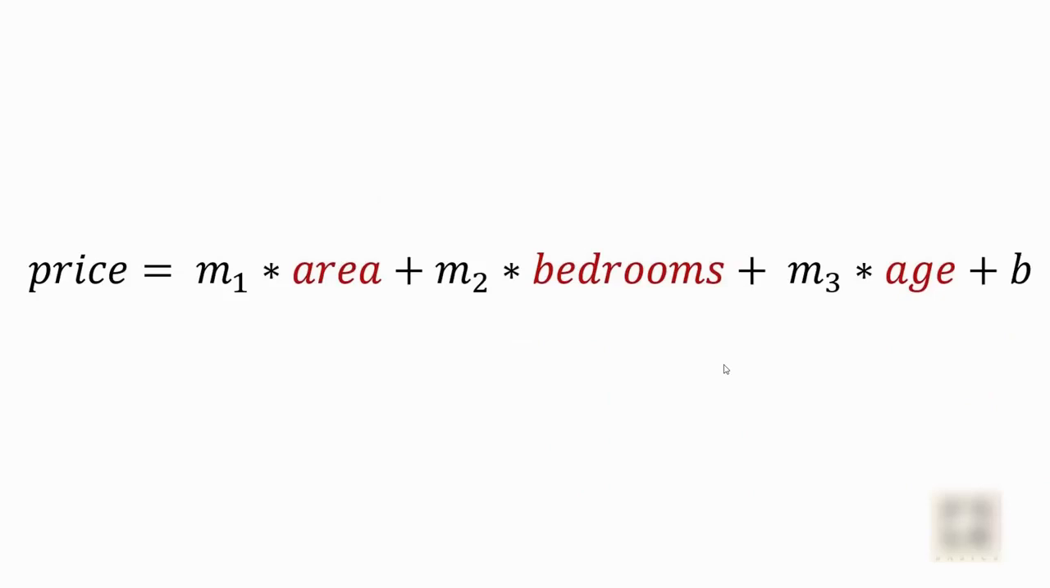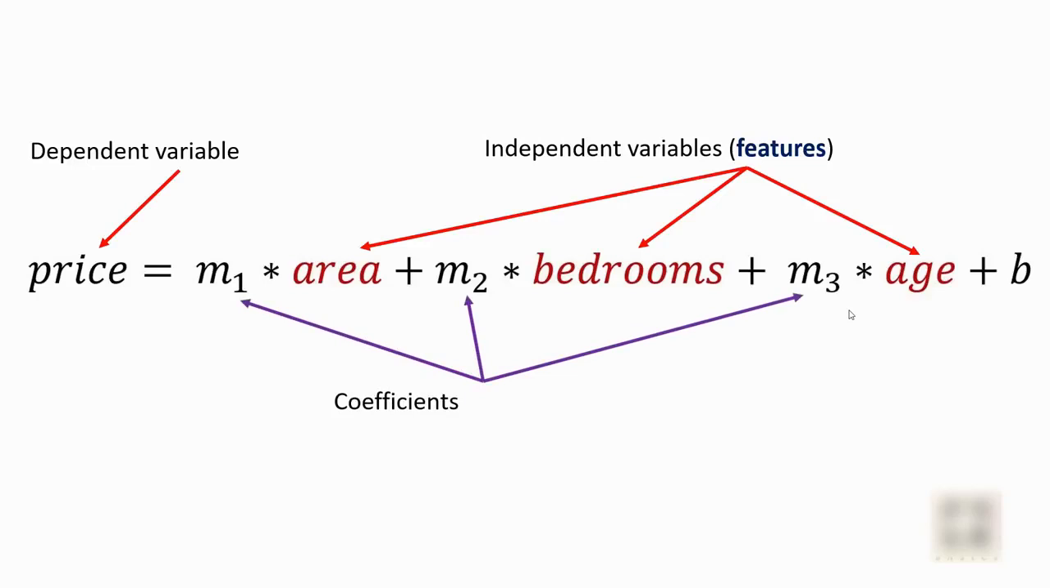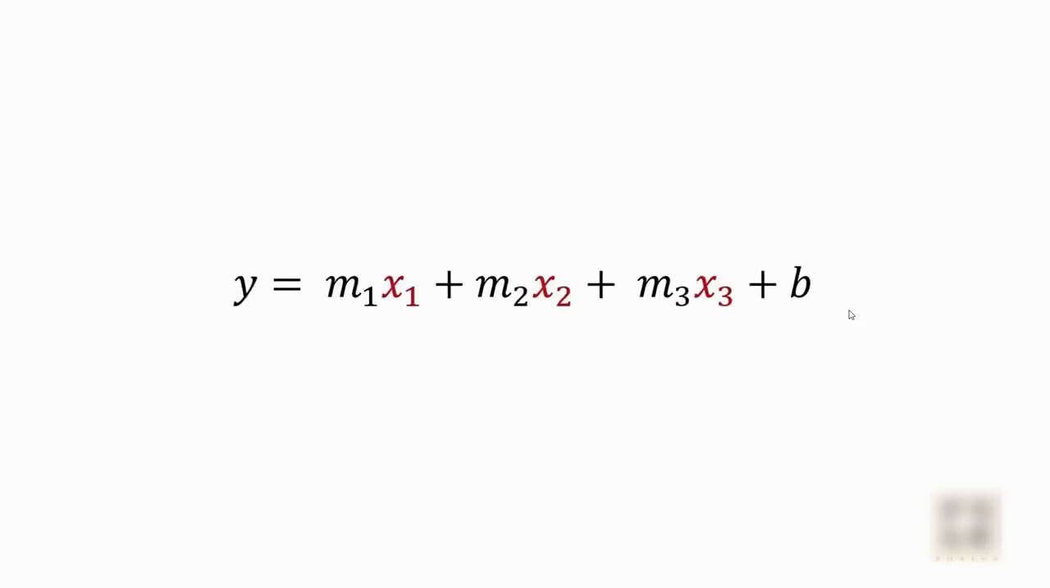Okay. If we go into the math a little bit, then our linear equation will look something like this, where price is dependent on three factors: area, bedroom, age, and these three factors are called independent variables or features. Features is a term that you will hear often while going through machine learning material. It is nothing but an independent variable, and the price is a dependent variable. M1, M2, and M3 are called coefficients, and B is an intercept. It can be generalized into this equation where you can have n number of independent variables. I just have 3 here, but you can have more than 3.